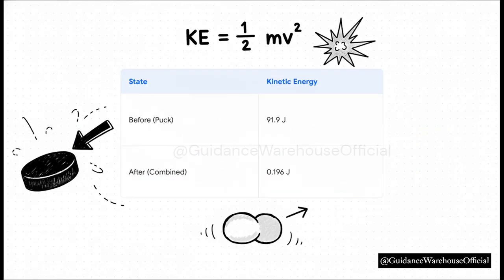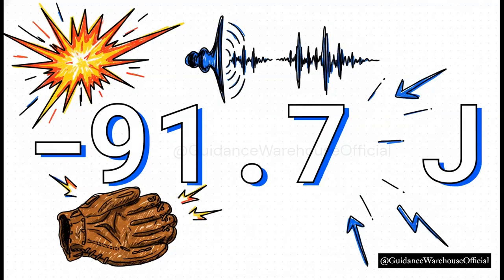And this perfectly highlights the massive energy loss we've been talking about. Let's calculate the internal kinetic energy, which, remember, is 1/2 mass times velocity squared. Before the collision, only the puck is moving. Plugging in its numbers, we get 91.9 joules. But after the collision, using their combined mass and that tiny new recoil velocity we just calculated, the kinetic energy of the system plummets all the way down to a mere 0.196 joules. Notice the difference there? It's negative 91.7 joules.